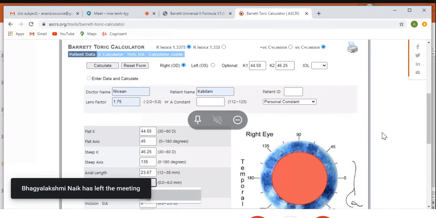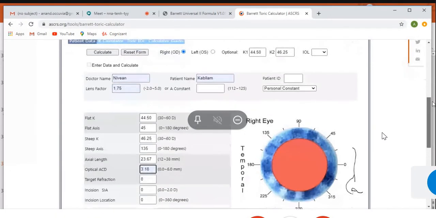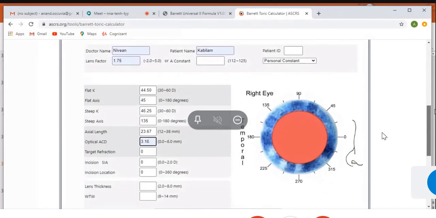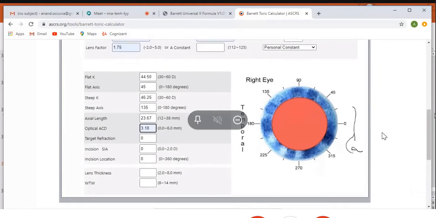So these are the normal values. Normally with the biometric sheet, you come to know about all these values. But this incision SIA is nothing but the surgeon induced astigmatism. So SIA for each and every consultant will vary. A doctor who has vast experience will have very low surgery induced astigmatism, equal to 0.1 or 0.2 like that.